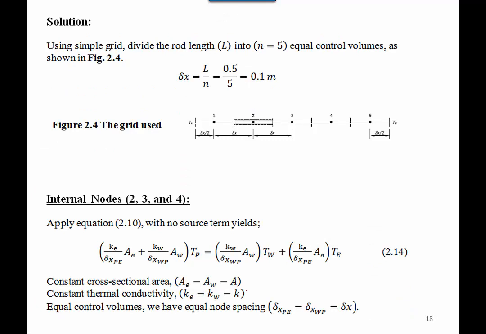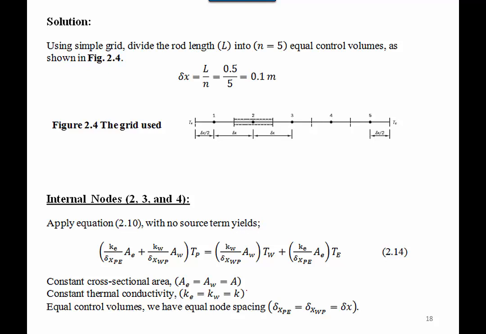We will always start the solution by dividing our grid of the domain of length L into a number of control volumes, and we will divide it here into 5 equally spaced control volumes, as shown in figure 2.4. Therefore delta x equals L over N. It will be 0.1 meter.